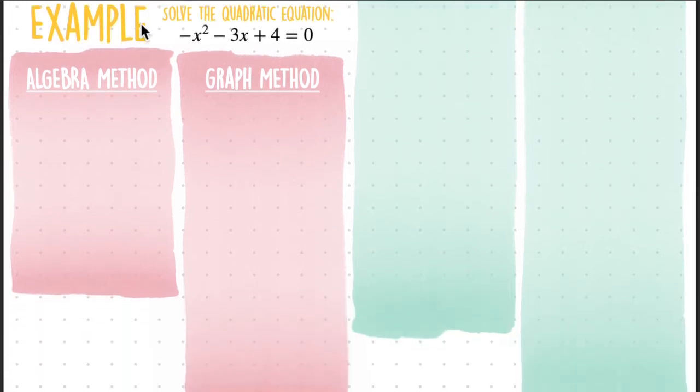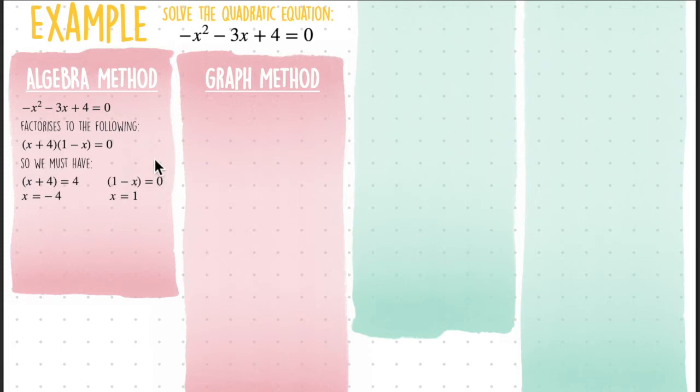In this example, we're asked to solve this quadratic here. So here is the quadratic, and here is that quadratic when it has been factorised. And finally, here is the step where we find what the solutions to the quadratic equation are. So we have x is equal to -4 and x is equal to 1. These are the solutions. By solutions, I mean that the only values of x that satisfy this equation are -4 and 1.